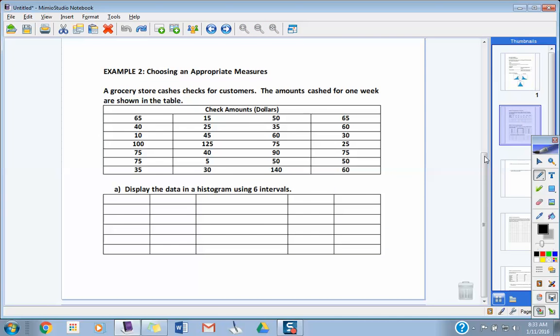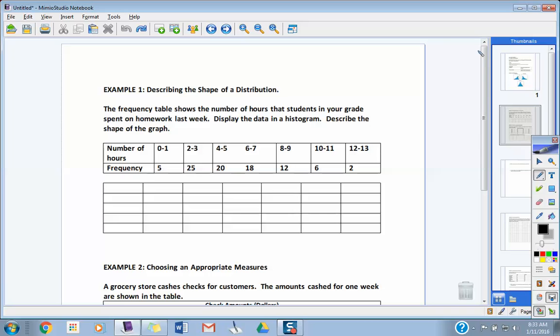All right, page 2 here then. How about a volunteer to read example 1 where it says describing the shape of a distribution? Volunteer to read example 1 for me. Thanks, Taryn. The frequency table shows the number of hours that students in your grade spent on homework last week. Display the data in a histogram. Describe the shape of it.